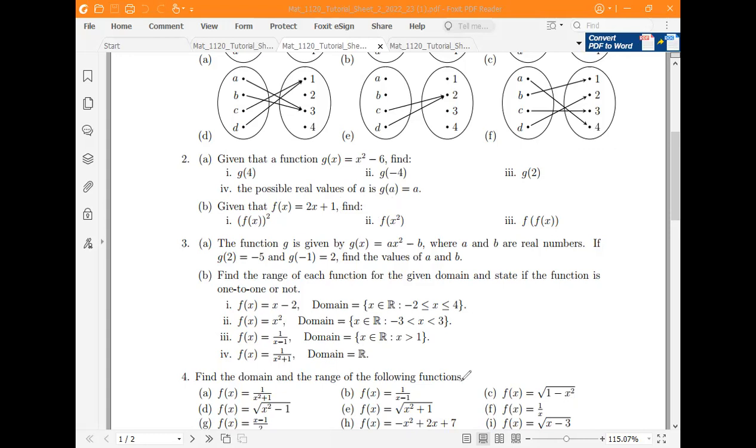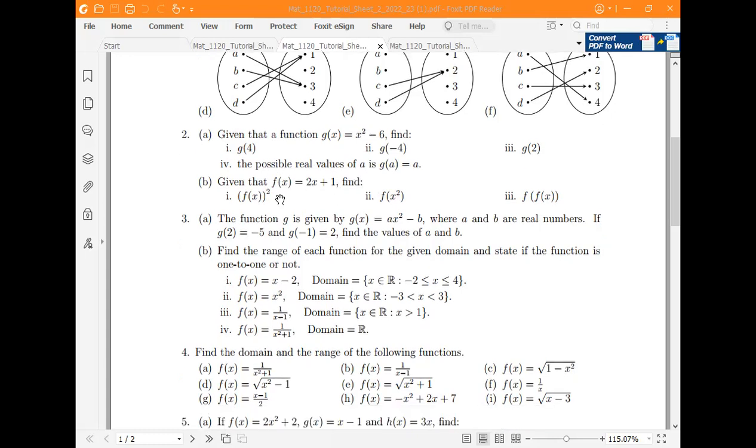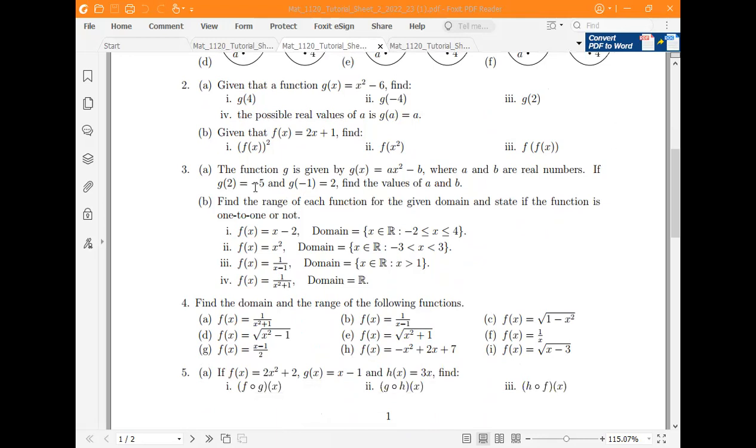They give marks for it. Question 3a, when they say g of x equals ax squared minus b, if g of 2 is -5 and g of -1 is 2, find the values of a and b. You make simultaneous equations here.